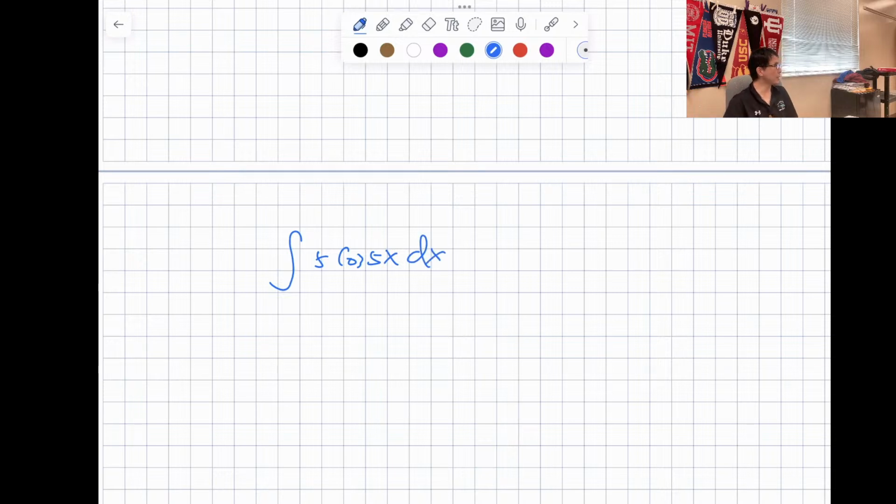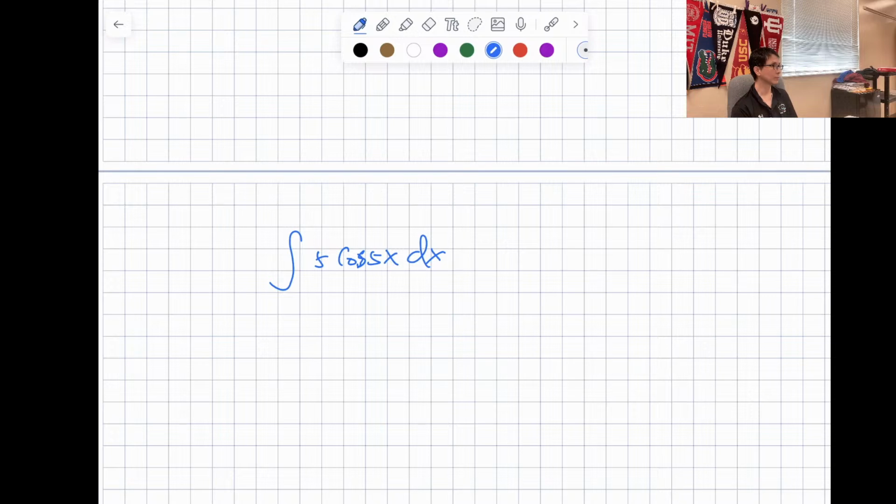Okay, this is an interesting question. That's cosine, sorry. That's a very ugly S. 5 cosine of prime x dx.